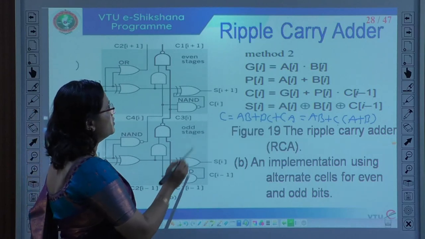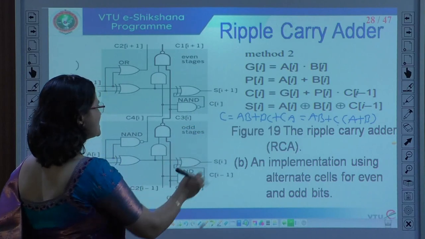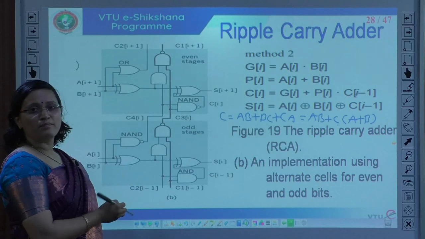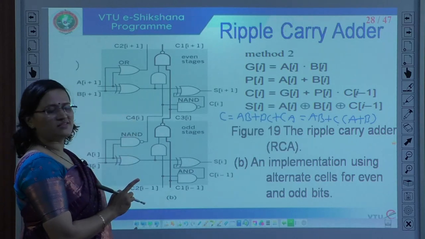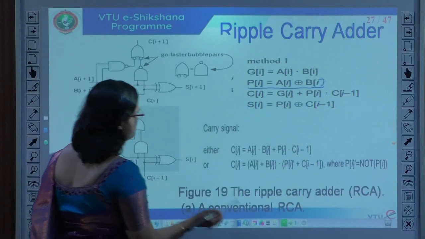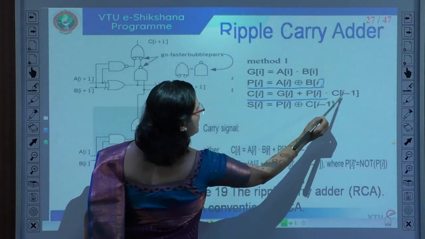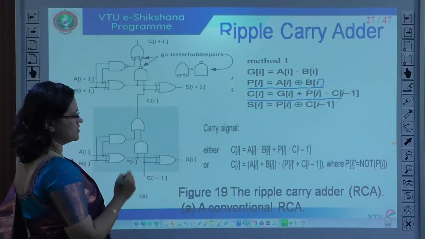Okay, so now see method 2. This is an alternative method to realize the ripple carry adder with the carry chain. The first method is the conventional adder, whatever we have discussed. You can see the carry expression, and based on the carry expression, we have realized this circuit.